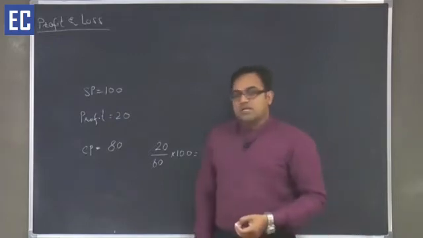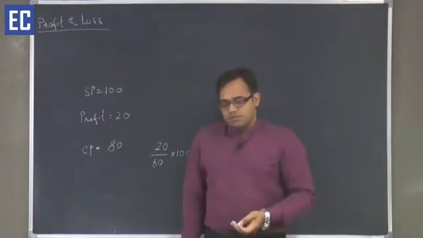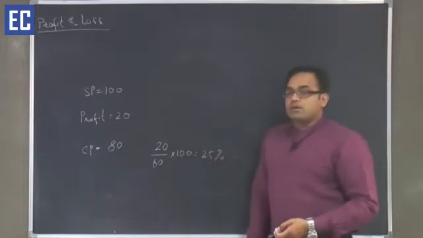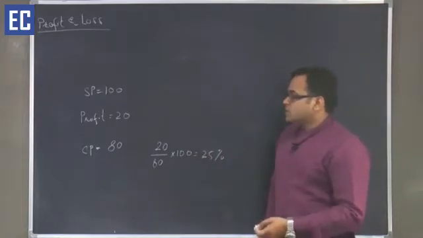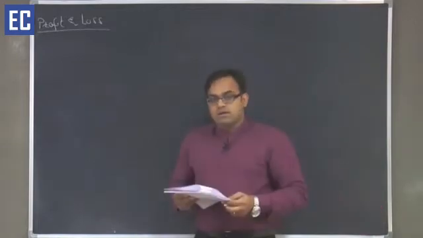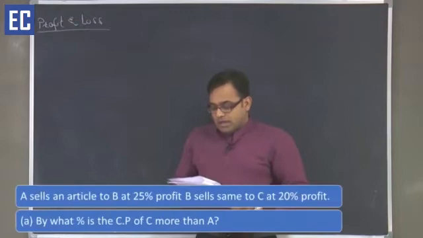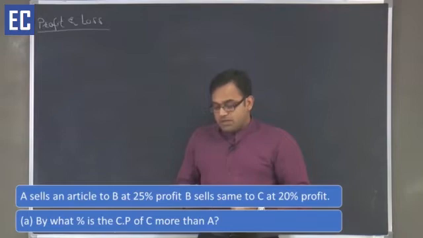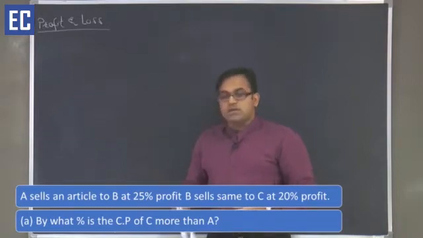So if the profit is given as a percentage of the SP, then the actual profit will be different from what is given. So SP, profit, CP, it is coming to 25%. Next example, A sells an article to B at 25% profit, B sells the same to C at 20% profit. The question is, A, by what percentage is the CP of C more than A?